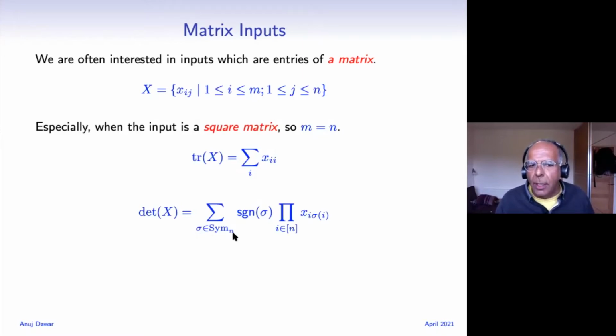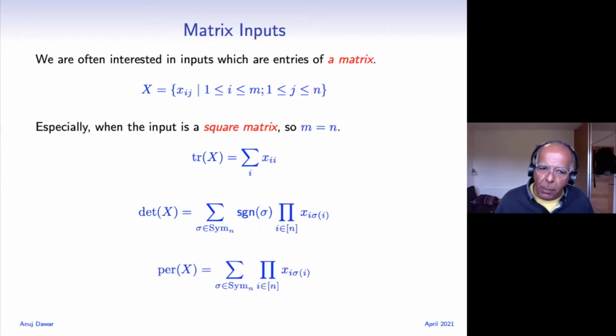So you take the sum over all permutations sigma of the signed product of x_i,sigma(i). So you multiply for all i, x_i with sigma(i), and you multiply that by the sign, which is 1 if the permutation sigma is even, and -1 if it is odd. A related polynomial is the permanent of the matrix X, which is the same expression except I drop the sign term. So it is simply the sum over all permutations of this product. We call this the permanent of X.